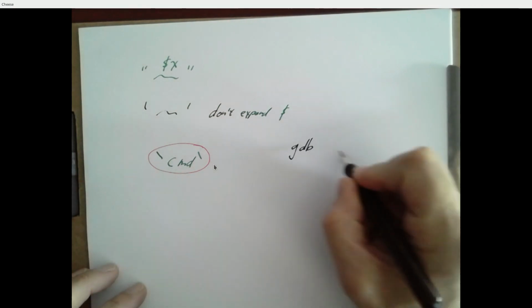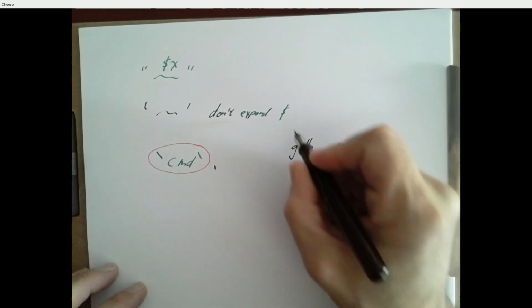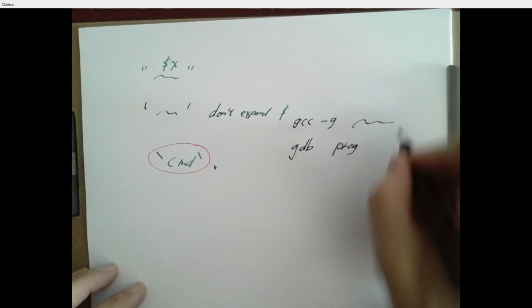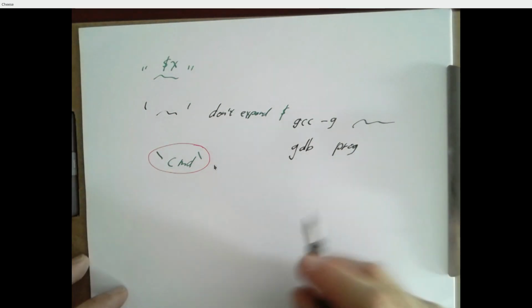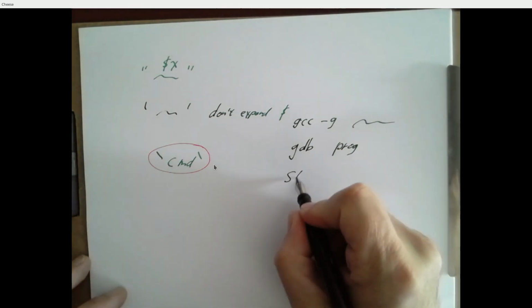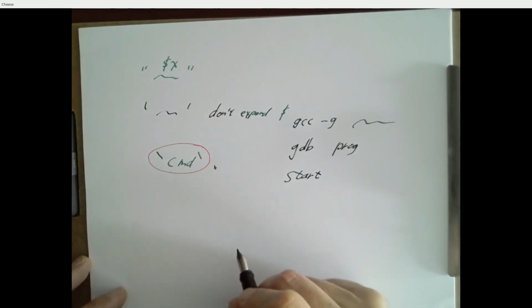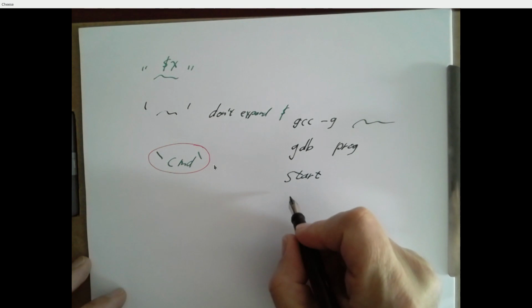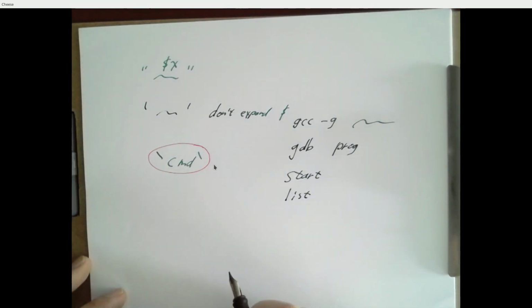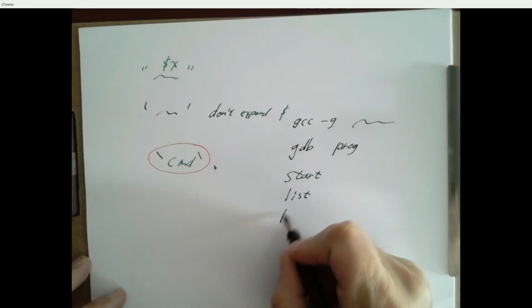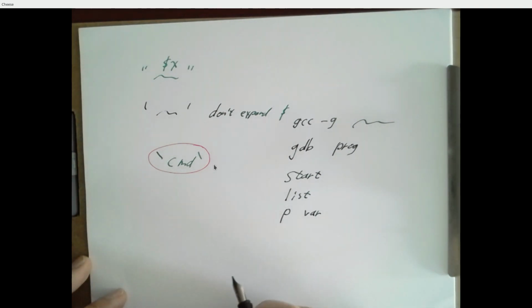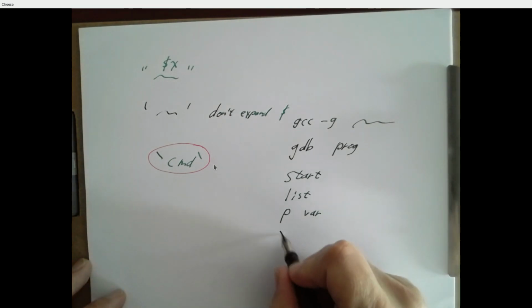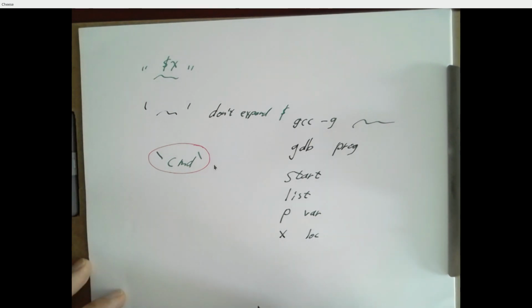So how do you run your program? How do you compile? You start GDB by saying gdb and the program name. When you're ready to start running, you can say start. If you want to list your file's contents, you can say list. If you want to print the value of a variable, you can say print variable. If you want to examine the contents of memory, you can say x and put in a memory location. That examines the contents of memory location loc.